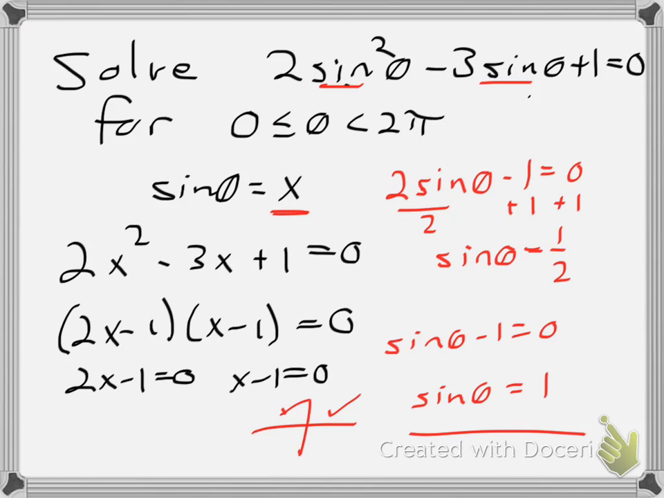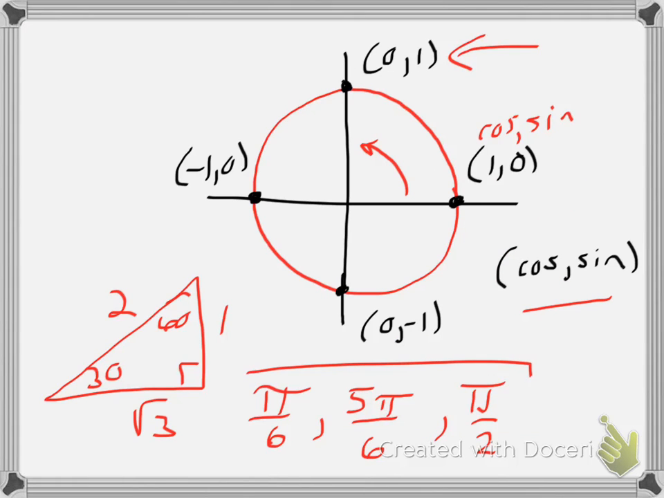Combine both of these answers, so the solutions for sine is equal to 1/2 and 1 means all three of these, pi over 6, 5 pi over 6, and pi over 2, are solutions to my equation.